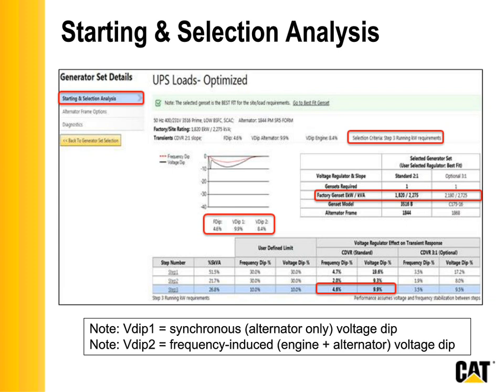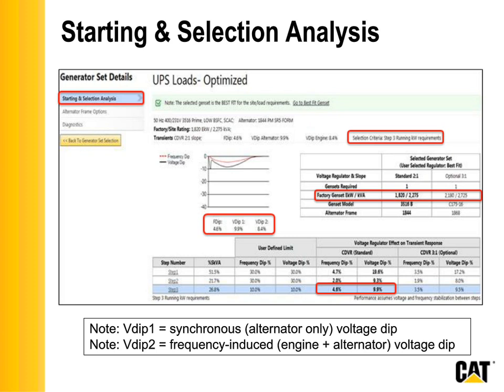Okay, voltage dip 1 is the alternator only voltage dip. And a lot of sizing tools, especially if you're trying to size it by hand, you're only going to have that VDIP1 component from the alternator. You need to actually test your genset as a system and get the frequency-induced voltage dip. And so when I look at a sizing, I'll always come to the starting and selection analysis page, and I'll see which voltage dip size the genset, okay?